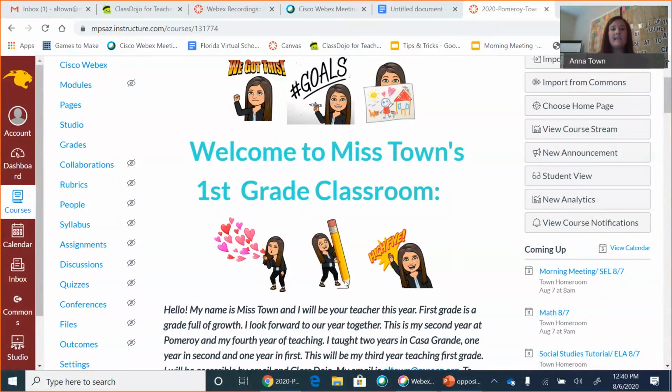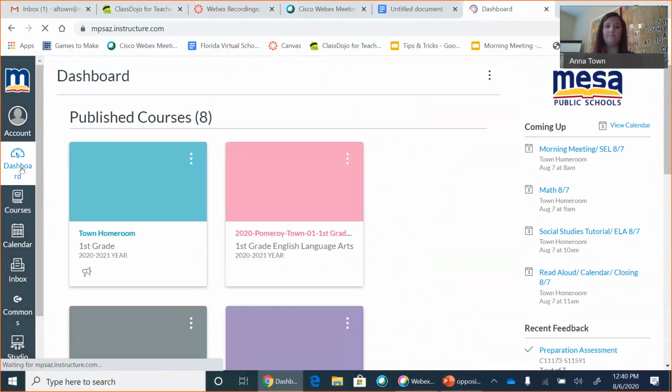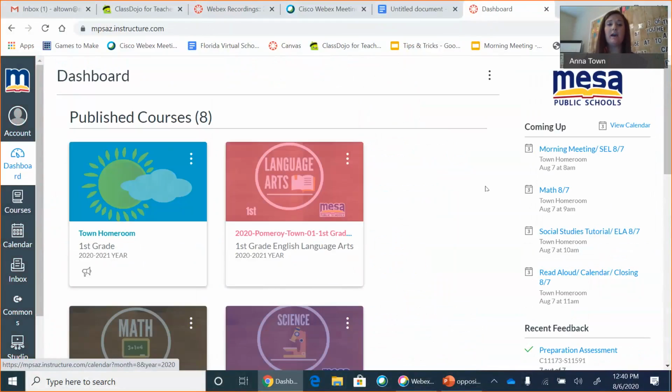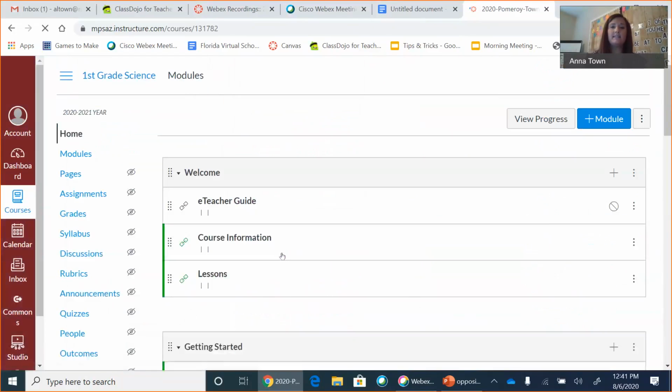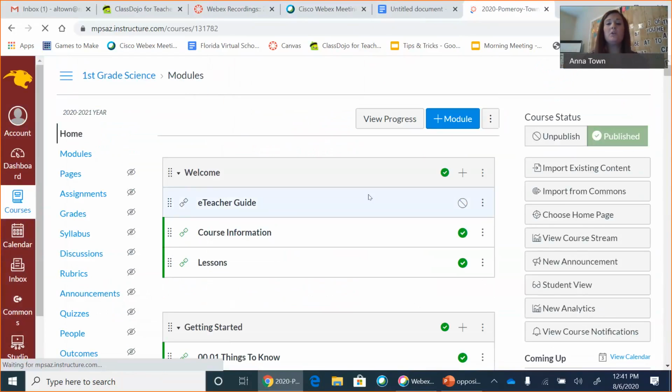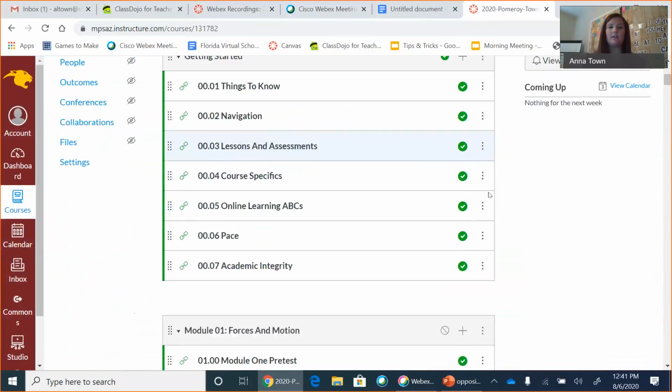So right now I am in Canvas and I'm on our home page. I'm going to go to my dashboard and I am going to show you how to get to science. Yesterday we had a recording on how to get into our homeroom, into language arts, and how to get into math. Today we are doing science. You click on science, and then you will know what you have to do based on it being published. Published means it has the green circle with the white check mark.